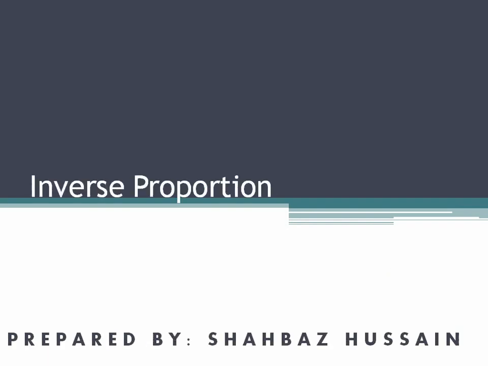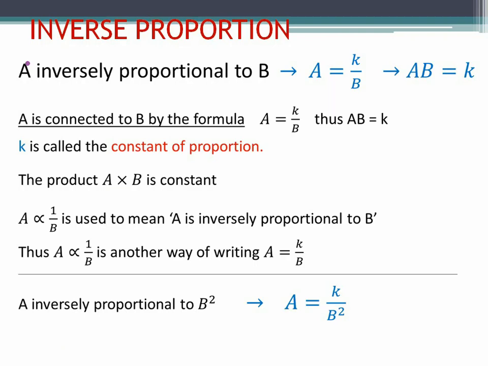So we are studying the topic of inverse proportion. In the previous lecture, you learned how to write the equation connecting the variables by finding the value of k. Starting with "a is inversely proportional to b" means a equals k divided by b, right? Or in another form, you can write simply a multiplied by b equals k. This is the constant which you have to find first.